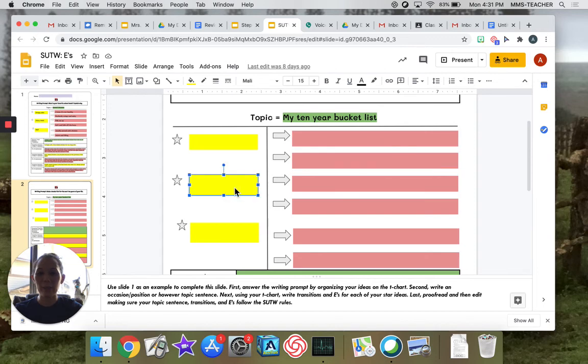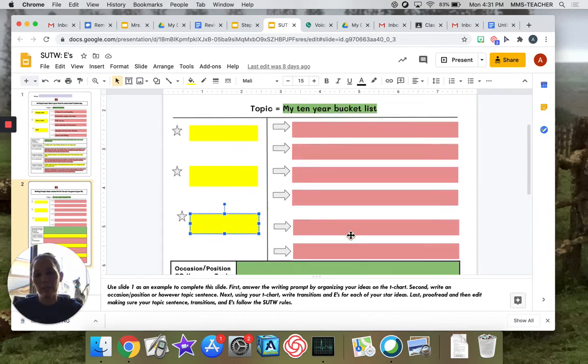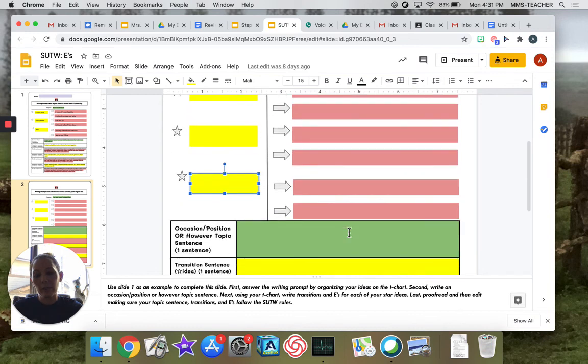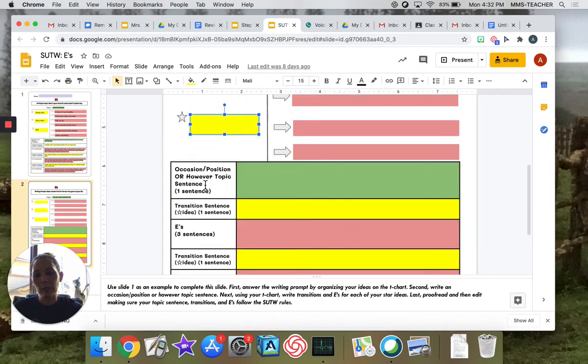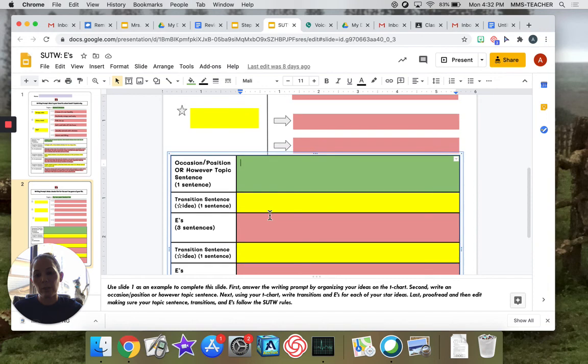Okay, another bucket list item could be getting straight A's in high school. Then on this side you can talk about why and maybe how you can make that possible, and then come up with the last bucket list item and then provide examples. Okay, on the bottom you're going to come up with an occasion, position, or a however topic sentence. You can choose which one. Remember, it's just one sentence. You're going to come up with a 1 sentence transition.